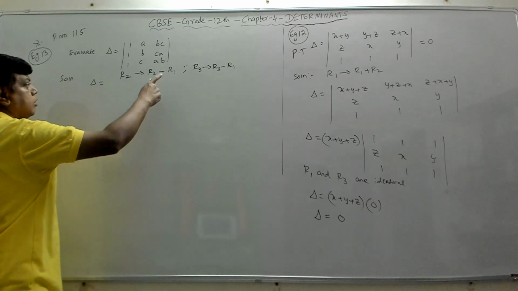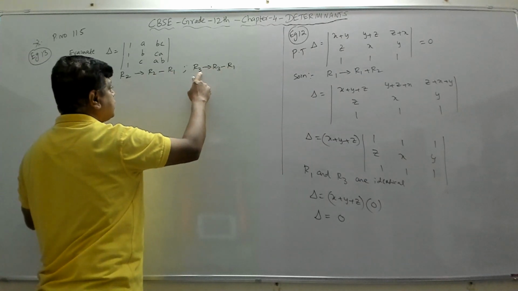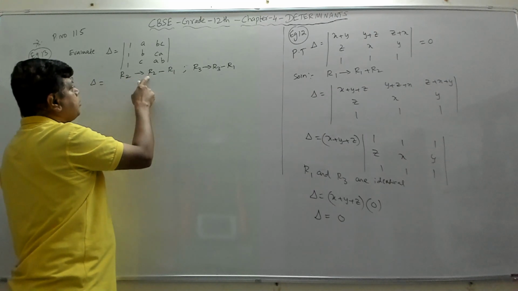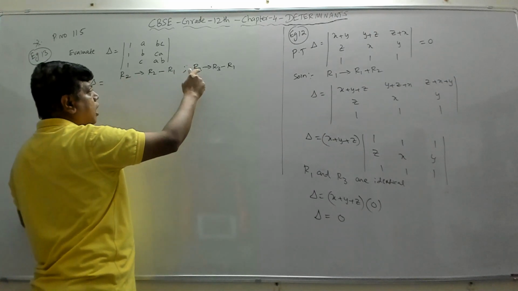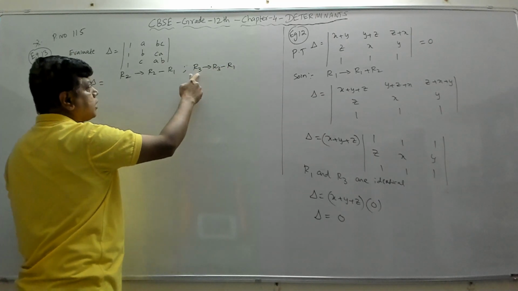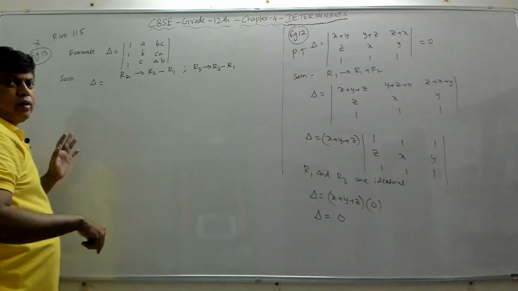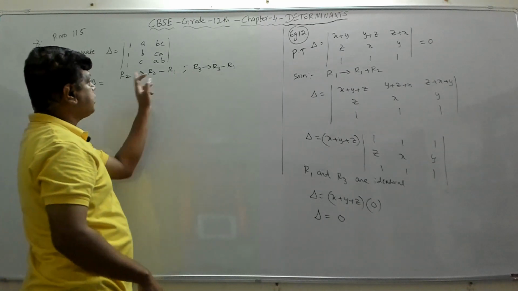Make sure that the row that you are using to change these two rows should not get changed. Because here you can say R2 implies R2 minus R1, but you cannot say R1 implies R1 minus R3 or something. You cannot change the row that you are using to change the other rows. So here R2 and R3 are changing using R1.